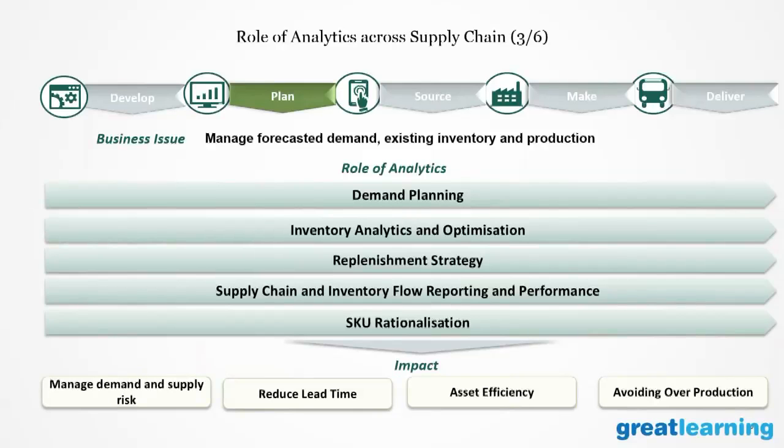So basically, this deals with managing or forecasting your demand so that you always have existing inventory and the right production levels in order to fulfill that demand. Hence, it's a very important step in the supply chain. Within that, the most important is demand planning, which is basically forecasting your demand, and it's very prevalent.